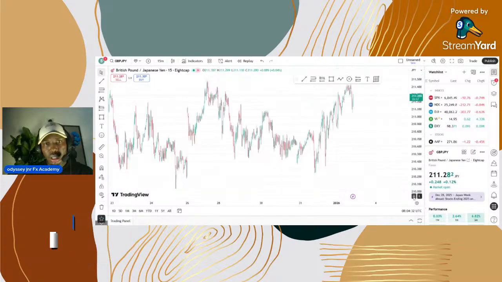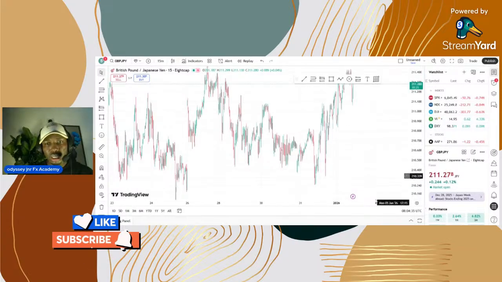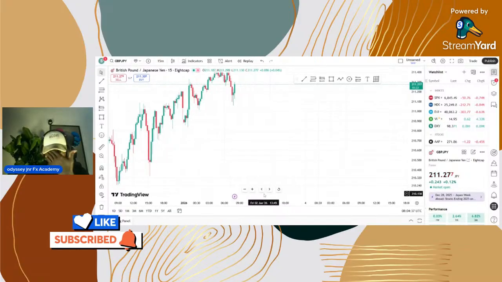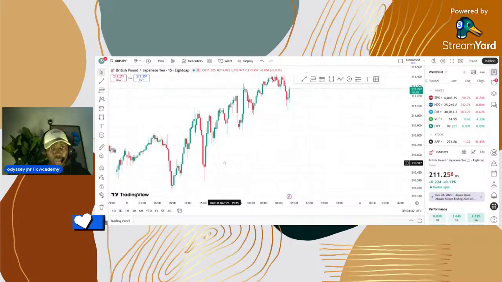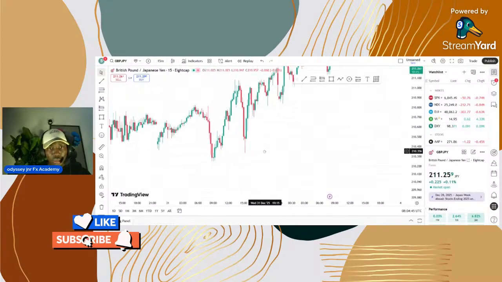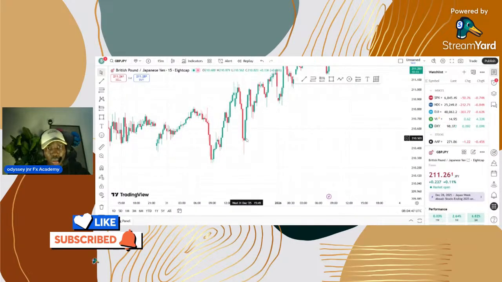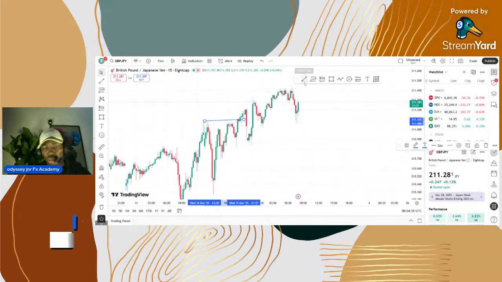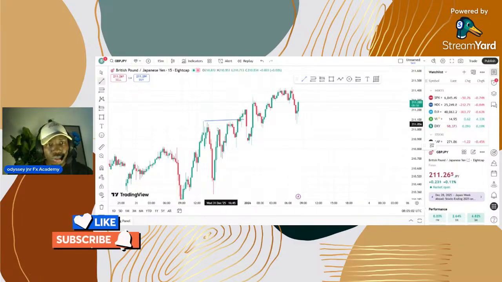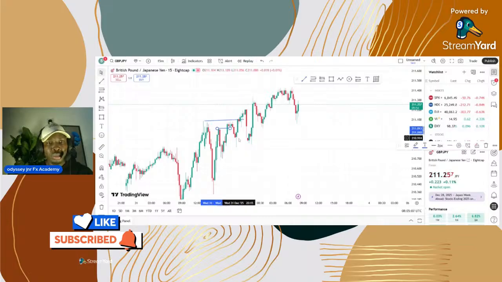Let me see it clearly now. This is another block, and this another block. This is also an internal break of structure. This is a break of structure here.